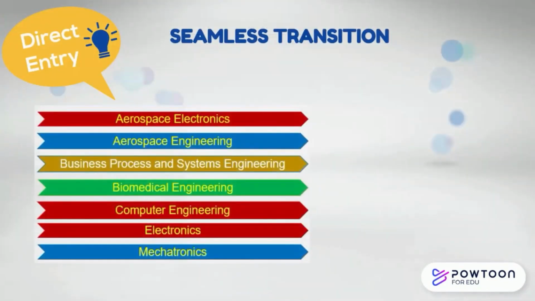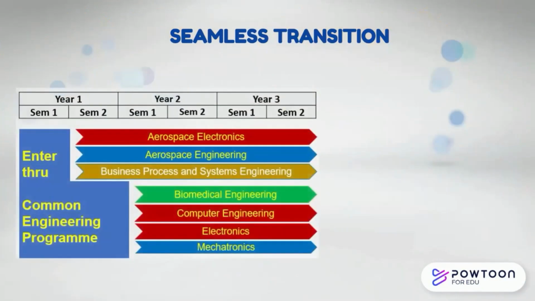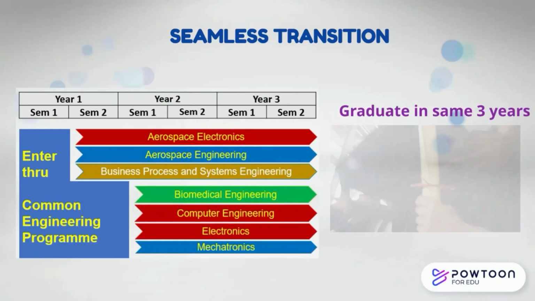You can join all the 7 diploma courses directly as well. So if you are very sure about your course, apply directly to the diploma course and graduate in 3 years. If you join through CEP, you will do the same set of common Year 1 subjects as those who joined the diploma directly. Hence, you will join the diploma seamlessly and graduate along with your peers at the same time in 3 years.